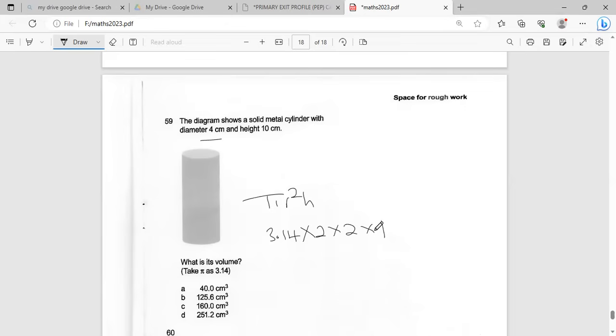All right, so what am I going to do? I'm going to multiply this by 4. 2 2s are 4, so I'm going to do 3.14 times 4 first. 4 4s 16, 6 carry 1. 2 decimal places I get, right?